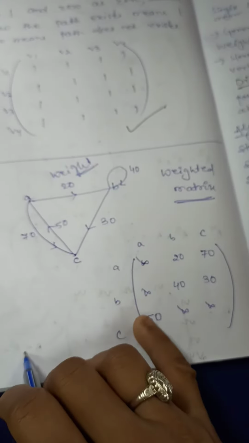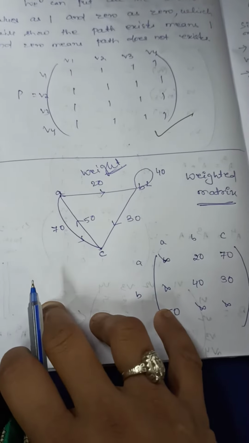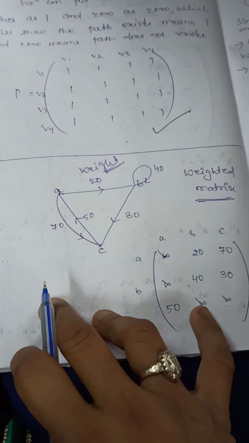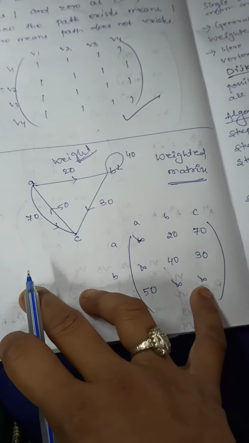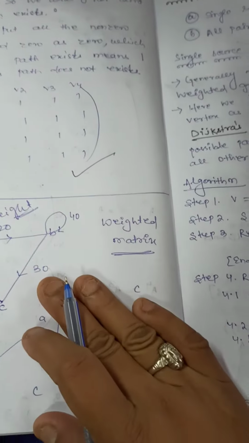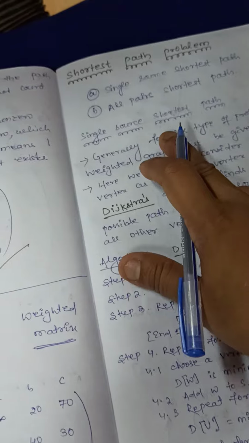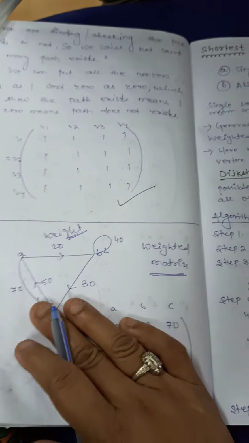Then C to A, direct edge is there, whose weight is 50. Then C to B, infinity. C to C, infinity. Like this, we have to construct the weighted matrix. See, the weighted matrix will be useful whenever we are talking about the all pair shortest path, but in single source shortest path we must need the weighted graph.